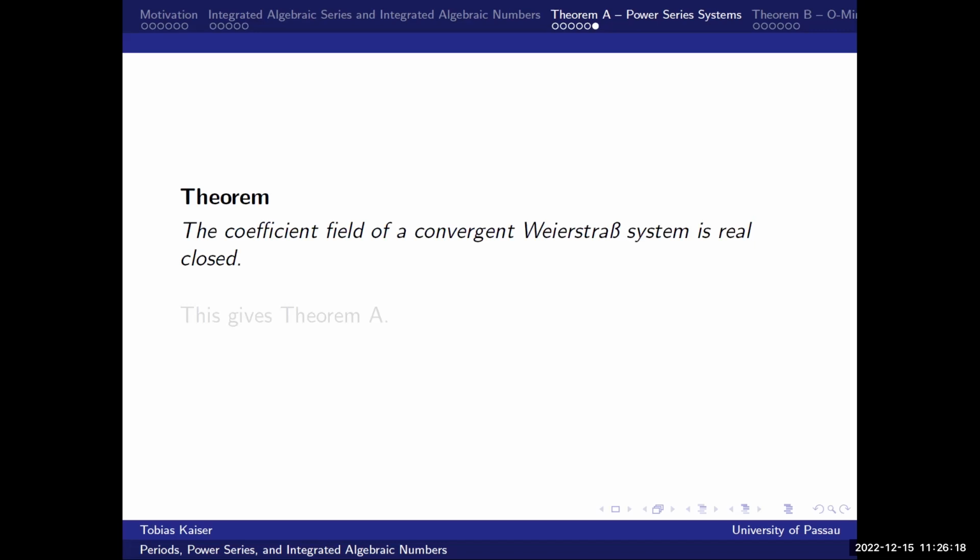And there is an observation that if you have a convergent Weierstrass system on a subfield of the reals, then this field is real closed. Not too hard to show, because we have by Denef-Lipschitz these implicit functions. So if a polynomial has a root in the reals, this root has already to be downstairs in the field. And this gives Theorem A. Why? Our system is a convergent analysis system. A convergent analysis system is a convergent Weierstrass system. And this gives Theorem A.